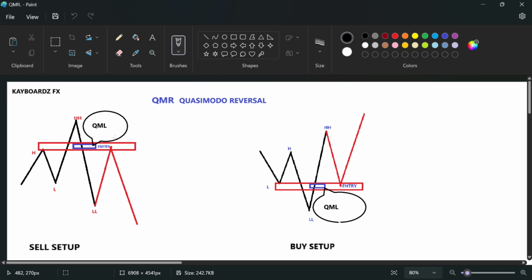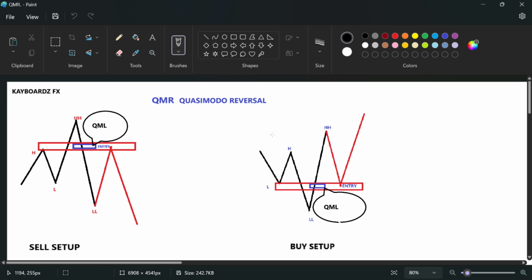So the first example of Quasimodo is a Quasimodo reversal. Basically, generally all Quasimodo structures are kind of Quasimodo reversal, excluding some ones which I will talk about. So we have about three: the QMR, the QMC, and the QMM.